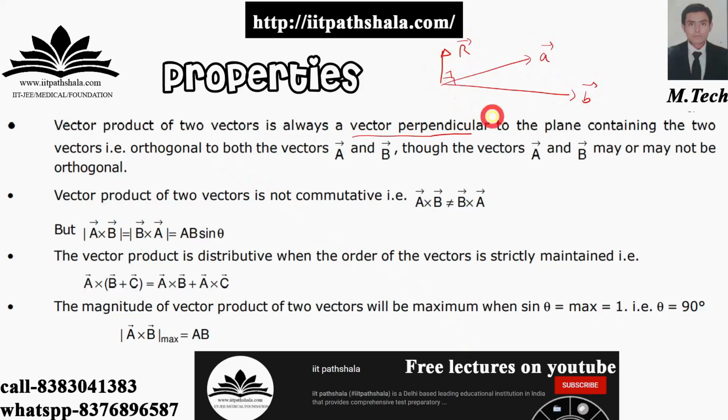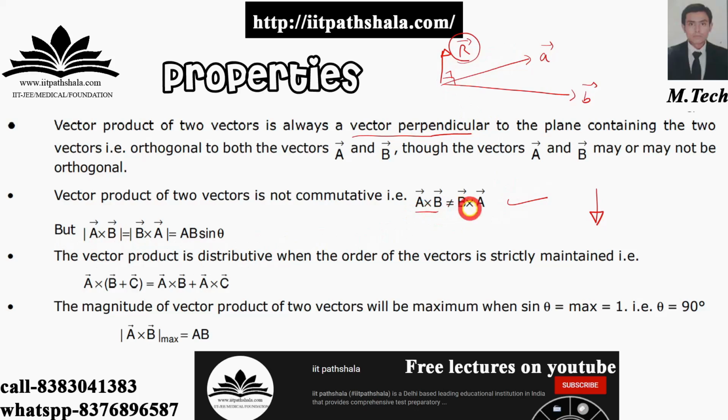It will be perpendicular to both of them. Okay, now the vector product of two vectors is not commutative, that is a cross b is not equal to b cross a, because b cross a according to our right hand rule will be in the downward direction itself. As you can see, it will be in the opposite direction to that of the resultant which we are getting over here. Fine. Okay, but you can say that the magnitude will be equal.